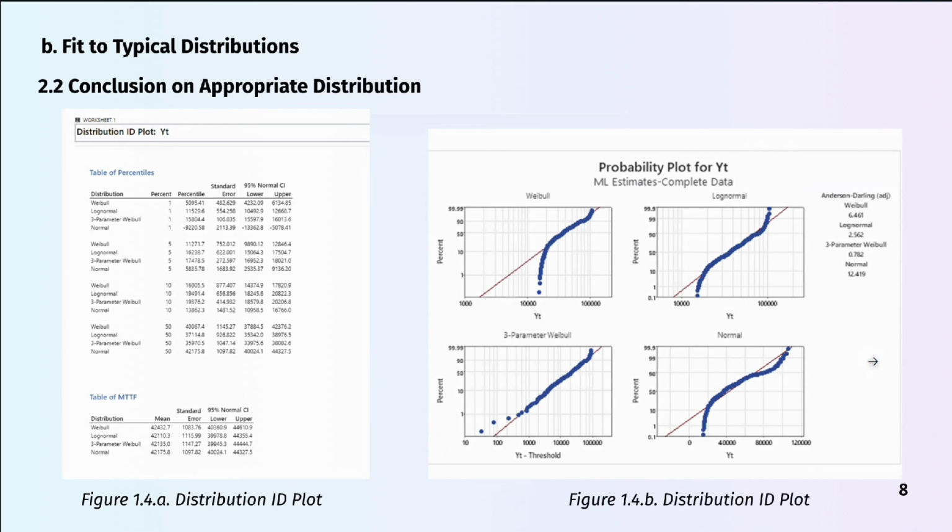Finally, based on the goodness of fit table and the probability plots, the 3-parameter Weibull distribution is the most appropriate model for describing YT. It captures the right-skewed nature and variability of the dataset better than the other tested distributions. Therefore, we select the 3-parameter Weibull distribution as the best fit for test 1.